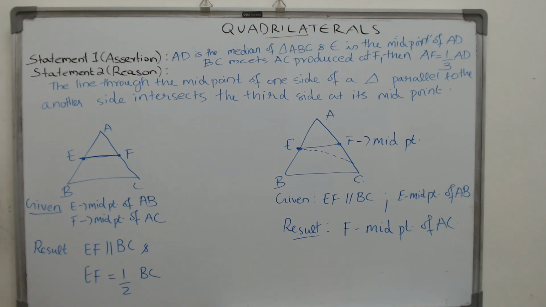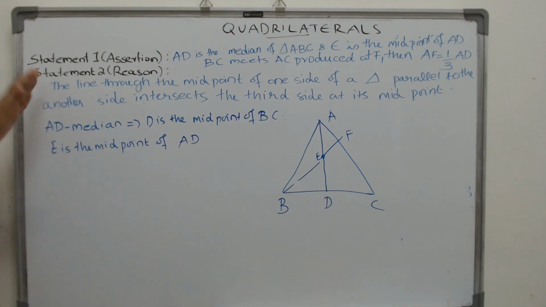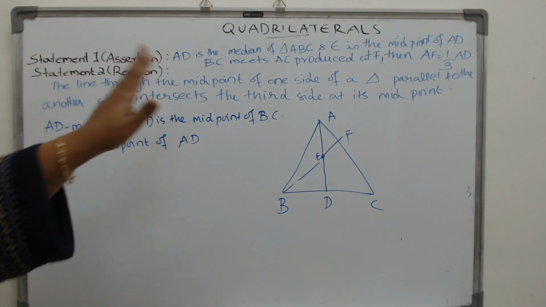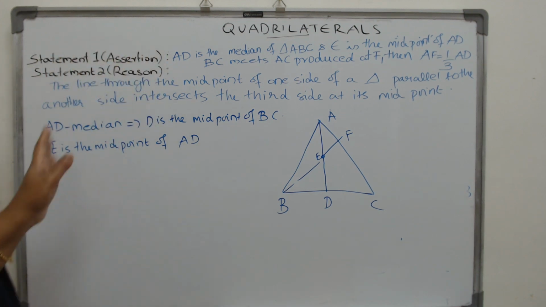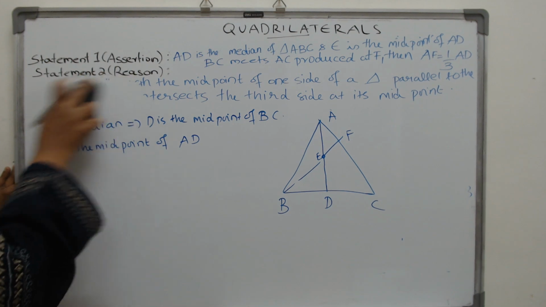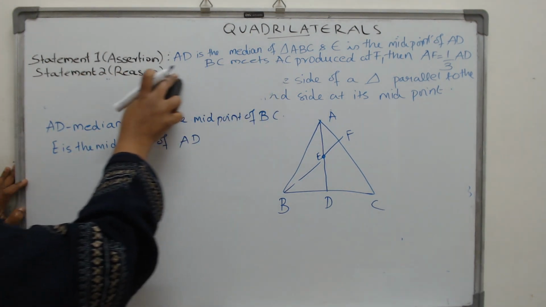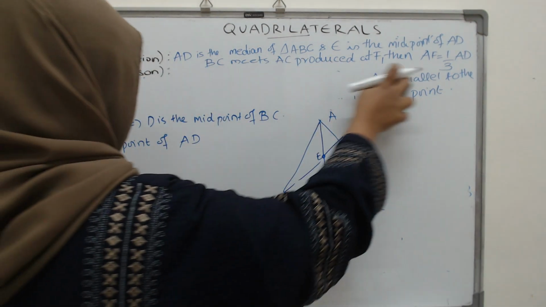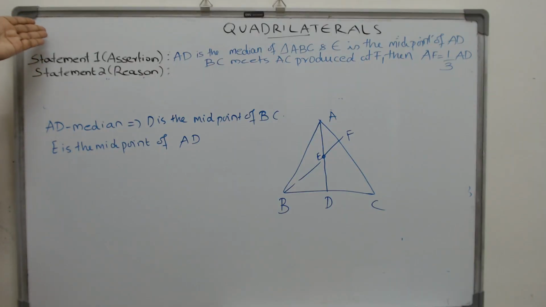Now look at the question. What does the second statement say? A line through the midpoint of one side parallel to the other side intersects the third side at its midpoint. Is it true? Yes, it is. It is exactly the converse of the midpoint theorem. Now let us come back to our original statement. The second statement is true. It is the converse of the midpoint theorem.